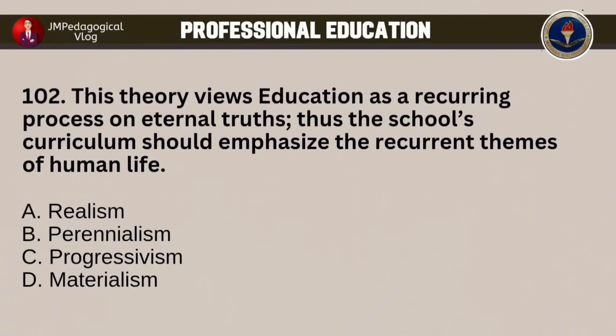102. This theory views education as a recurring process on eternal truths. Thus the school's curriculum should emphasize the recurrent themes of human life. A. Realism. B. Perennialism. C. Progressivism. D. Materialism. B. Perennialism.